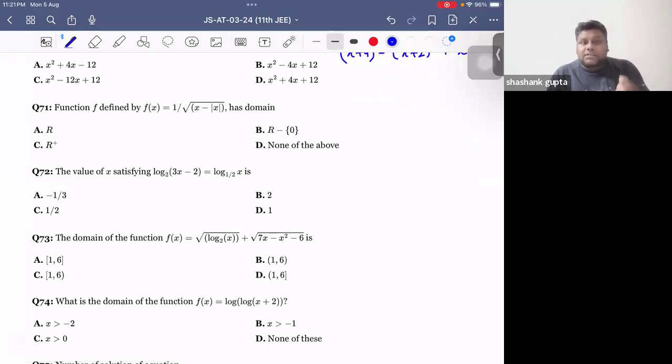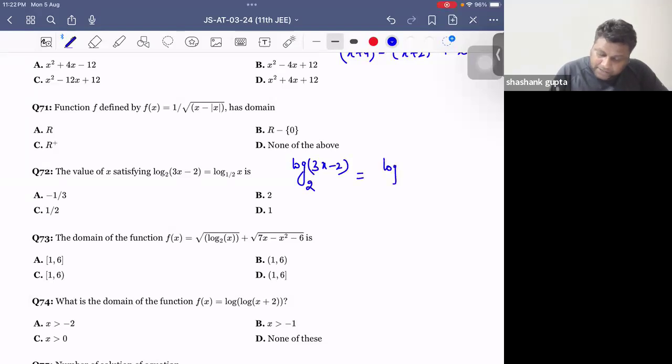Now this one, values of x satisfying. See, the best thing about these questions, you just check the options, get the answer. But here, since we are learning, to teach you, I can write it log (3x minus 2) base 2. This log x base 1 by 2 can be written as log 1 by x base 2. Now remove the log. So 3x minus 2 is 1 by x. So it will be 3x square minus 2x minus 1 equals 0.